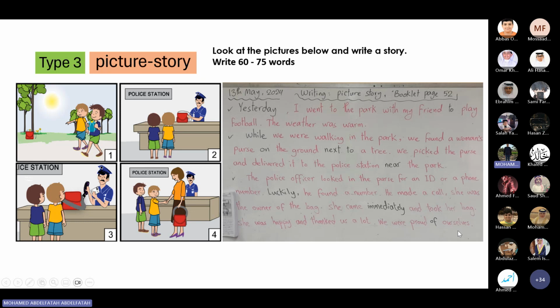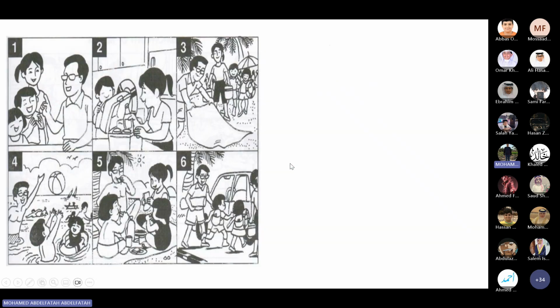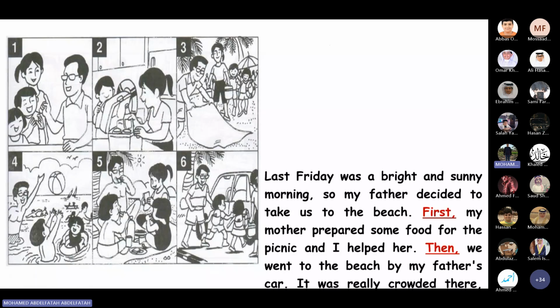We're proud of ourselves. Okay, students, look here at the words in black: yesterday, while, on, next to, near, luckily, immediately, and the preposition of after proud. They are like the salt to your food. If you cooked a chicken without salt, it will not be tasty, it will not be delicious. These words are like the salt to your food, okay? So students, I want one of you to help us read the model for these pictures. This is a picture story, and we want one of you to help us read this model.